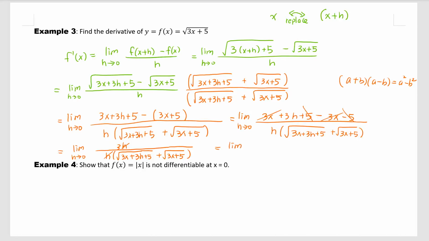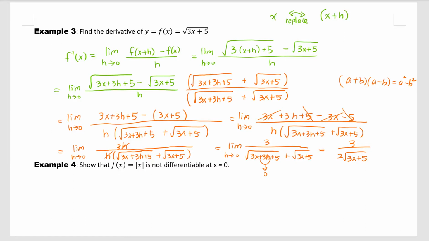Now you can cancel the h, then we are safe, right? Because we let h go to 0, we have 3 over the square root of 3x plus 3h plus 5 plus the square root of 3x plus 5. Now we let h go to 0, so do you realize this term and this term are the same thing? Because of that, we get 2 copies of the square root of 3x plus 5. So this is our solution. You can see the result is a function of x. So the derivative is a function of x.